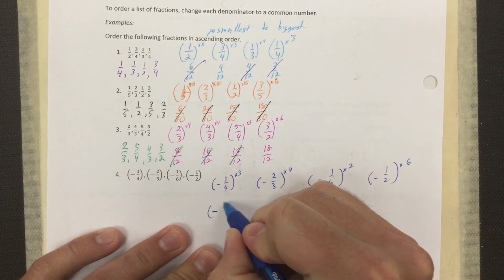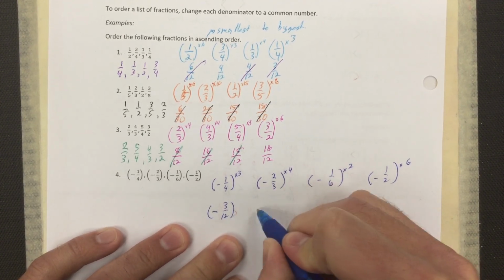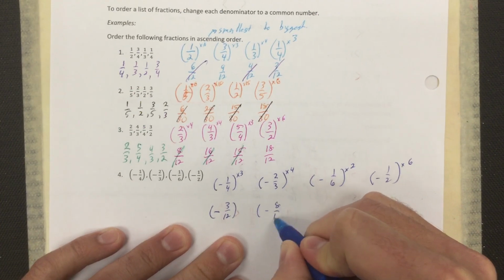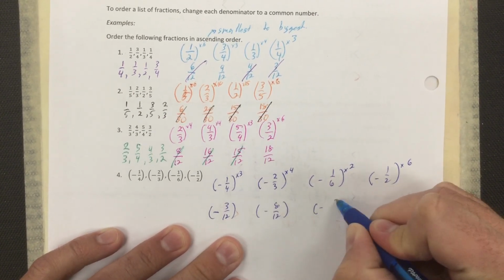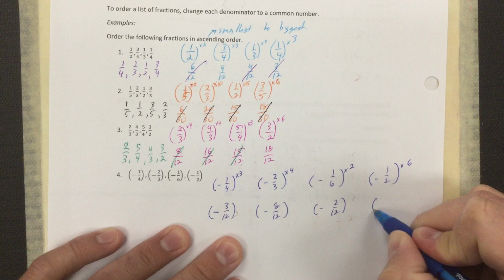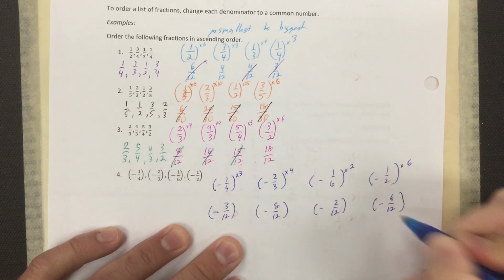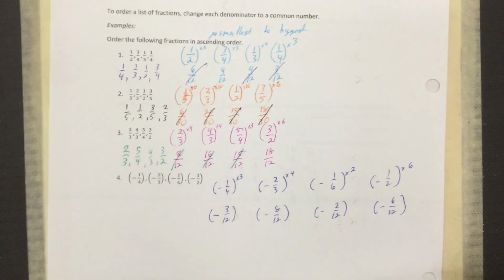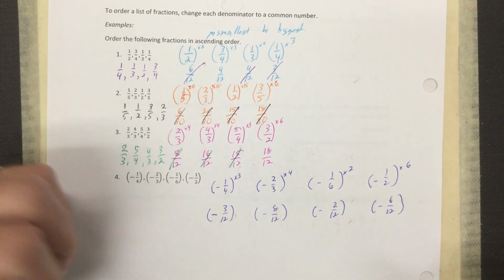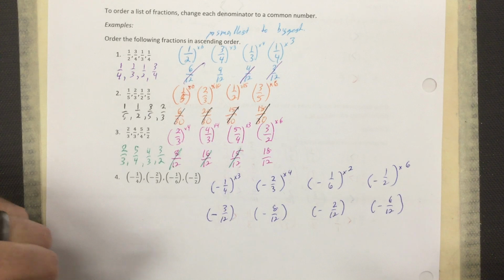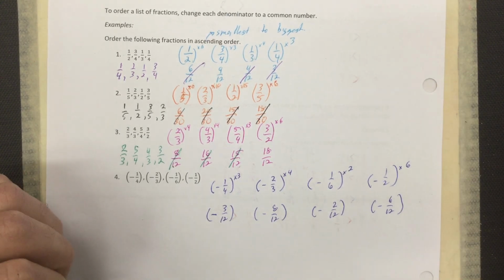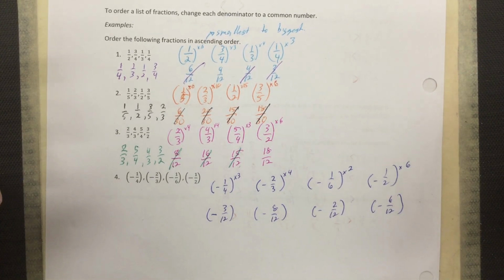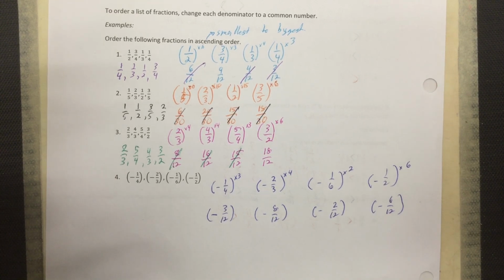This is -3 over 12. This is going to be -8 over 12. This is going to be -2 over 12. And this is going to be -6 over 12. All right, now ascending means we're going from the biggest number, because they're all negatives, to the smallest number, as it is negatives. Okay, and that's the only thing that is a little bit tricky and something that we have to watch for.